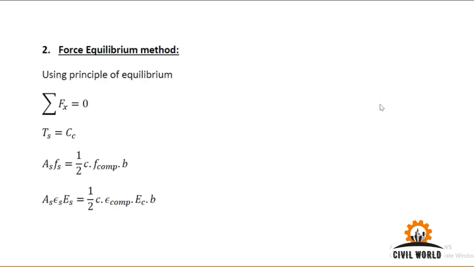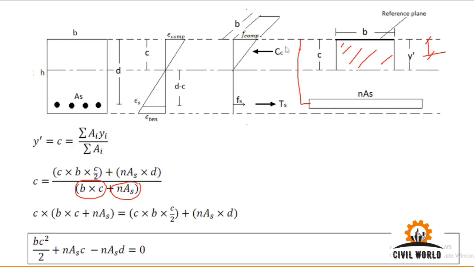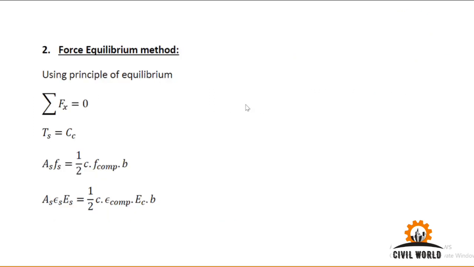Then there is another method, which is the force equilibrium method. We can use this method as well to locate our neutral axis. We just have to apply the principle of equilibrium. We have compression force in concrete and tensile force in steel. Tensile force in steel is equal to compression force in concrete for equilibrium.